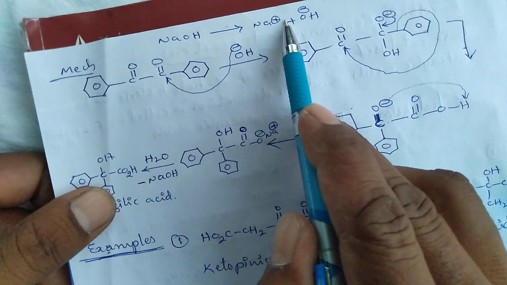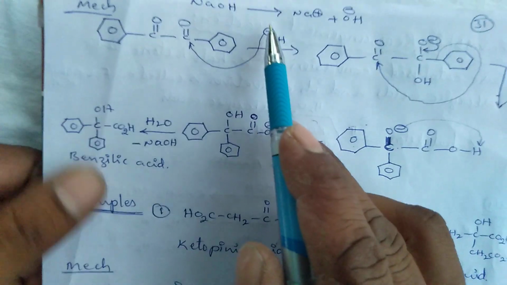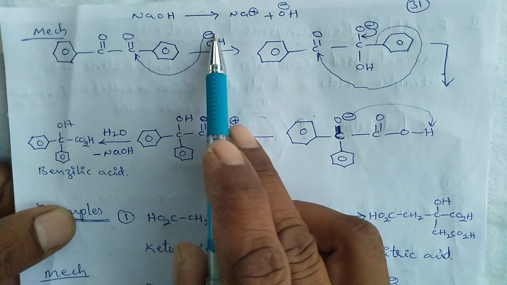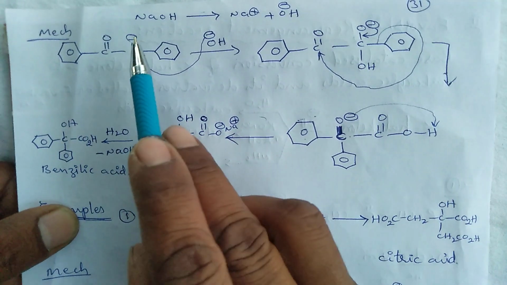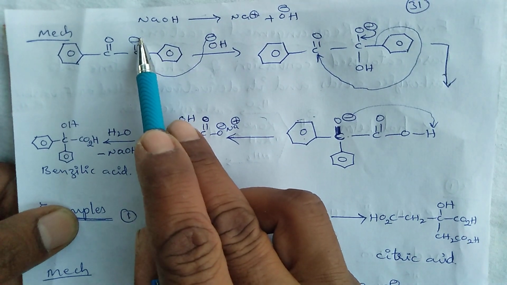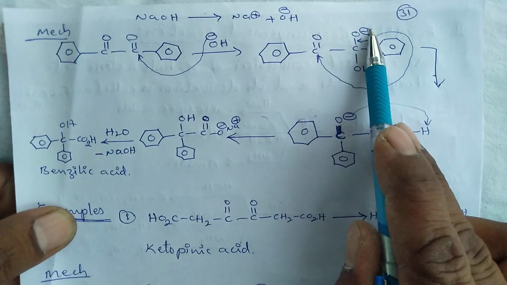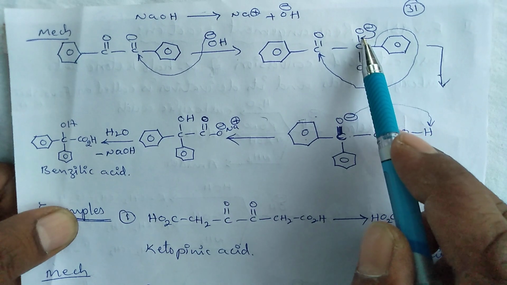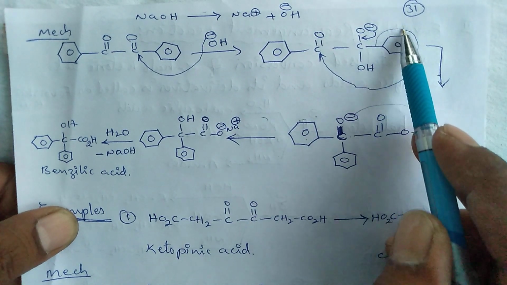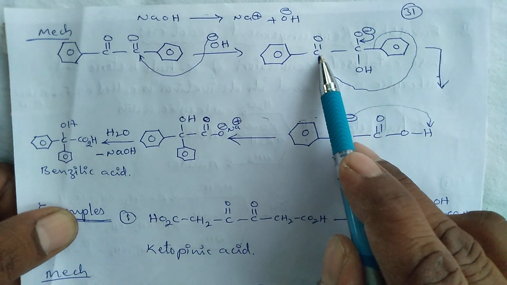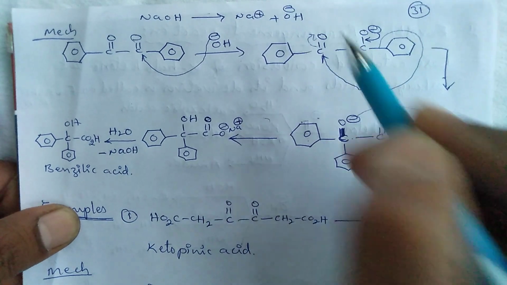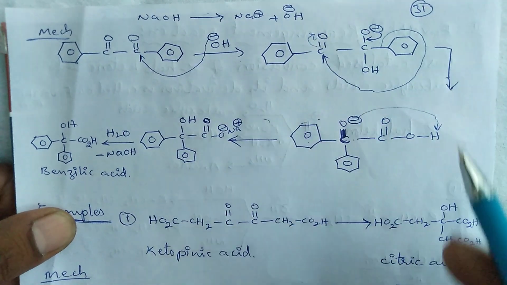Here in this mechanism, first the NaOH is converted into Na plus and OH minus. Now the OH minus attacks this carbonyl carbon. Then the bond pair electrons shift towards oxygen, and the oxygen gets a negative charge. This negative oxygen undergoes rearrangement. Then the phenyl group migrates from this carbon to this carbonyl carbon. Now the pi electron cloud shifts towards this oxygen, and it gets the negative charge.